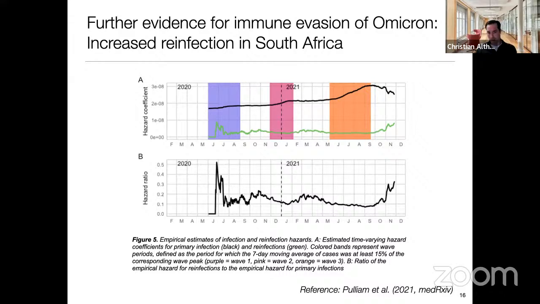And we see here that this hazard ratio has been fluctuating, varying between 0.1 and 0.2. So that's significantly lower than 1. But now very recently in October and November, we see this rapid increase in this hazard ratio, which means that people that have been previously infected in South Africa are now much more likely to be newly infected with this Omicron variant. And that's quite strong evidence for increased reinfection and immune evasion of Omicron.